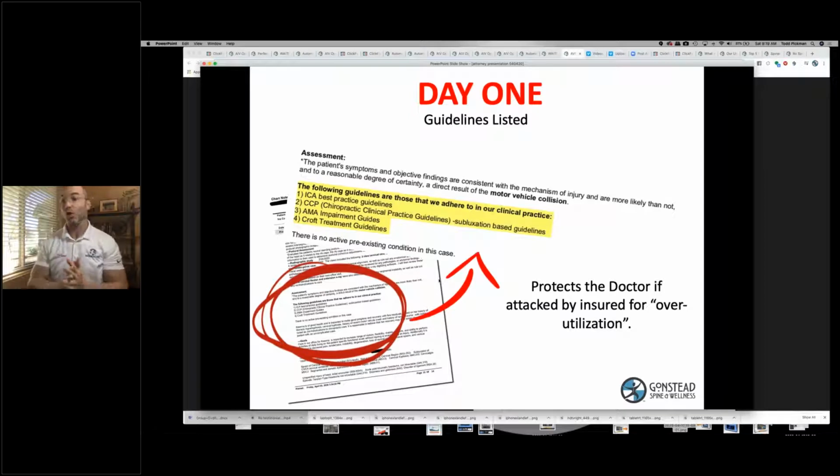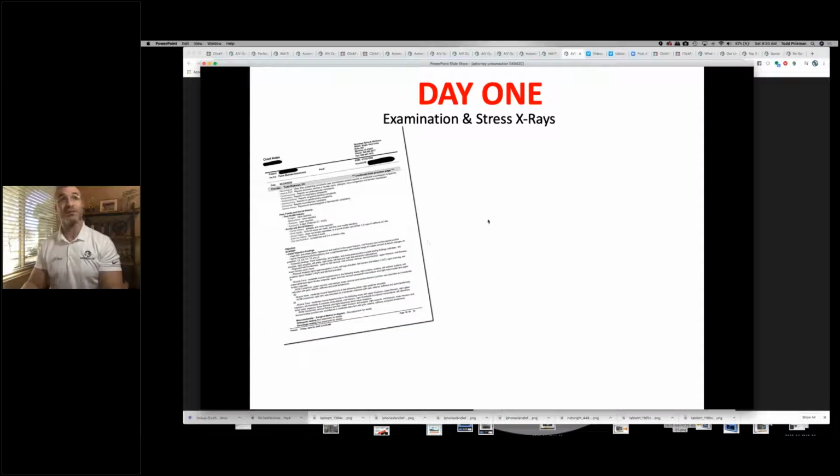Auto Injury Solutions. So what's Auto Injury Solutions? That's the place that tries to attack you, and they'll put their little study at the bottom that they quote, and they'll say that's the guideline. But like Dr. Kronk has taught me, that's not how it works. We are the attending treating physician, we're the treating doctor, so we're using established recognized guidelines. They have to prove that we didn't follow the guidelines that we state that we adhere to, right? That's correct. So it protects the doctor if attacked for overutilization. So I show them that, okay?